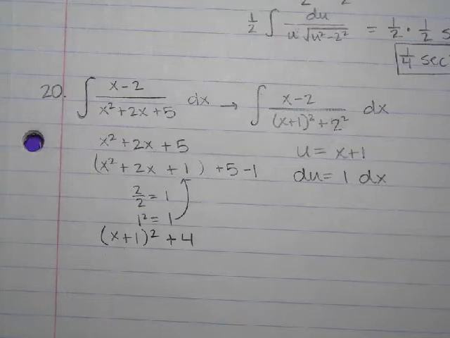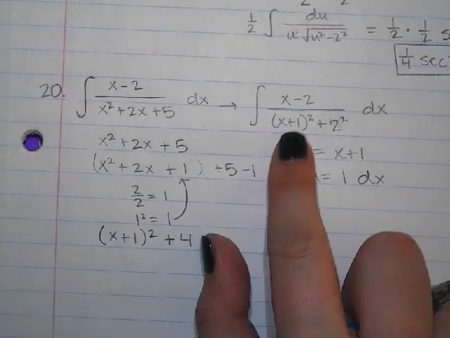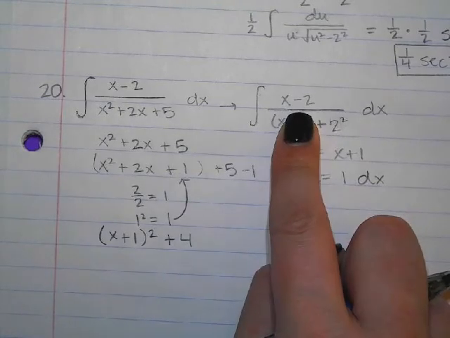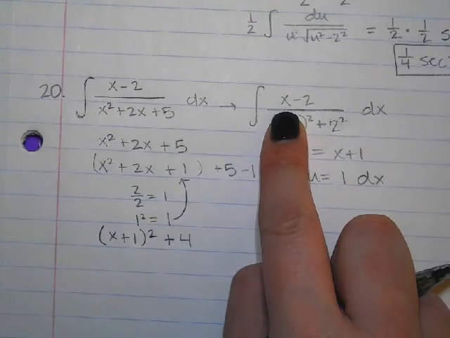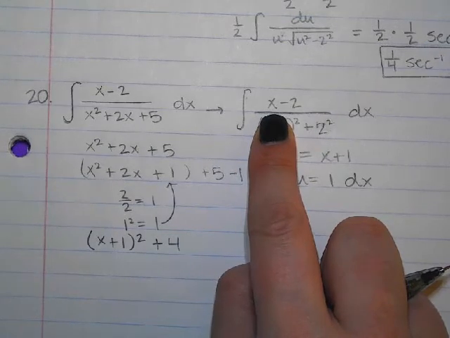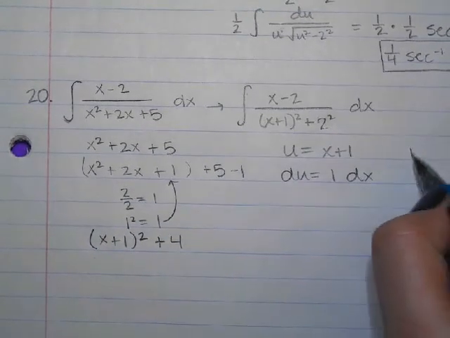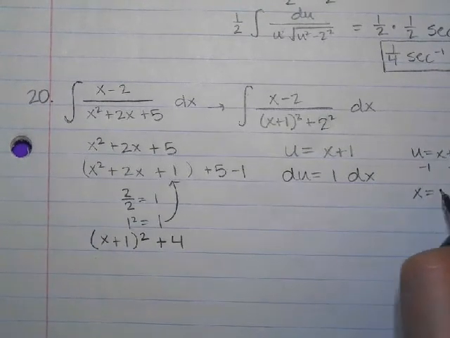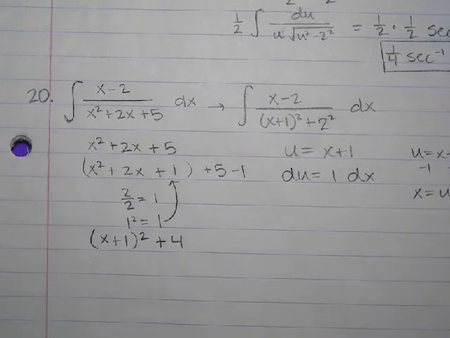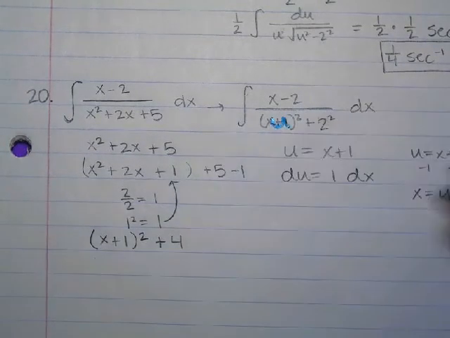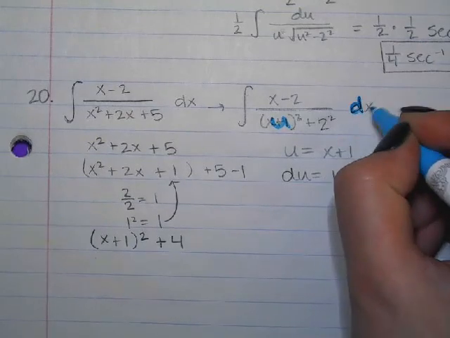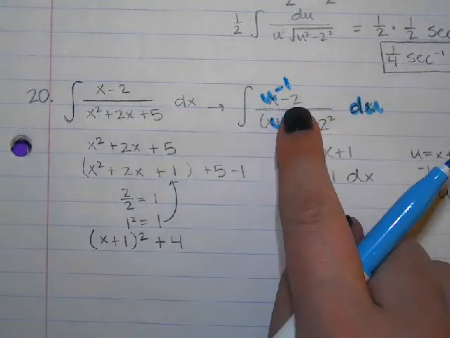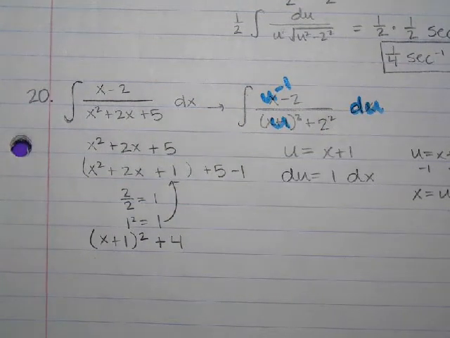It's definitely tangent. Okay, so let's think about this. The bottom of it is definitely tangent. We found our u, we found our du, but we've got some extra stuff on top. So what should we do with that extra stuff on top? Do that thing where you make it like the u. Okay, so if u equals x plus 1, then I can minus 1 and I get x equals u minus 1. And so we have this is u, dx is du, the x is u minus 1, and then we have another minus 2, so u minus 3.